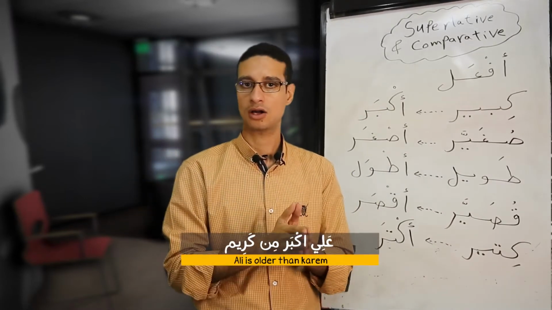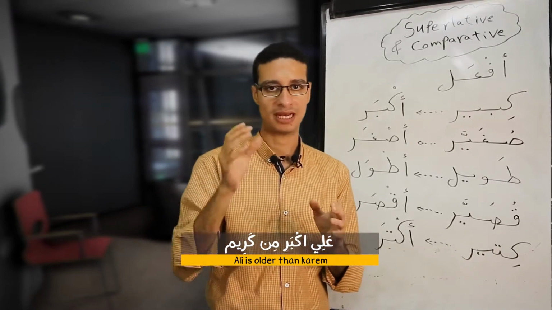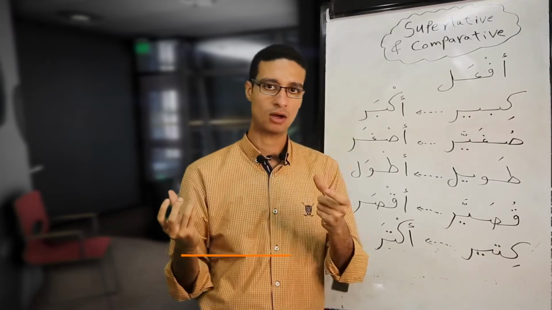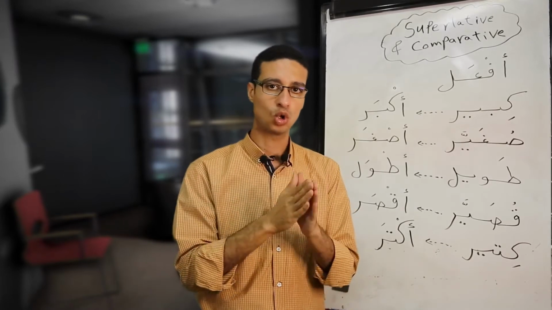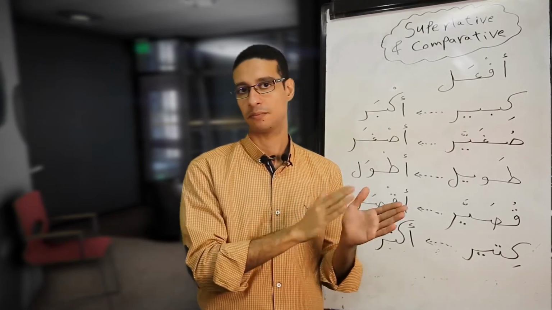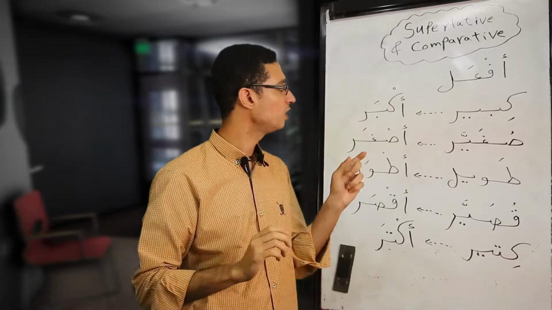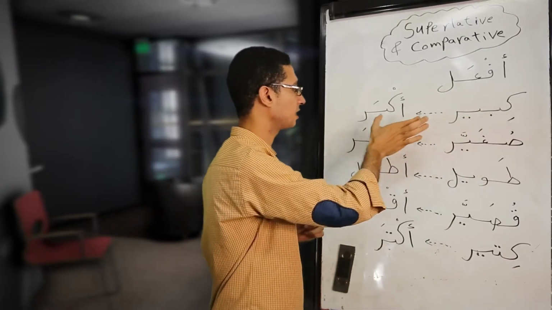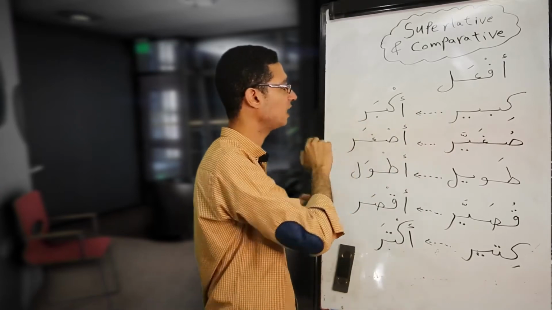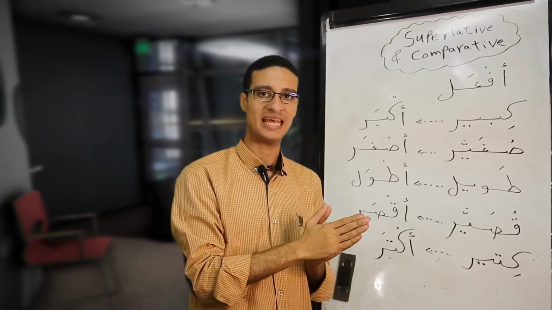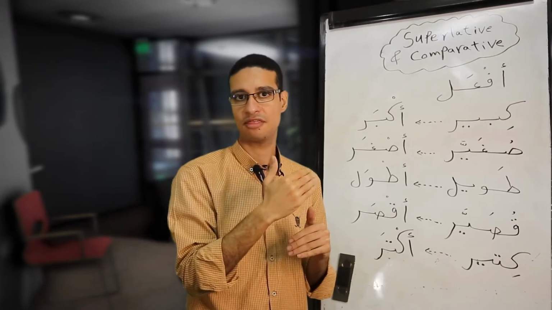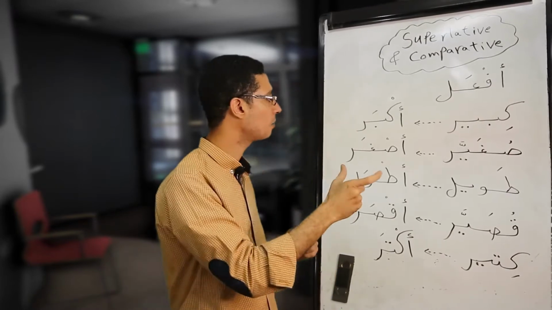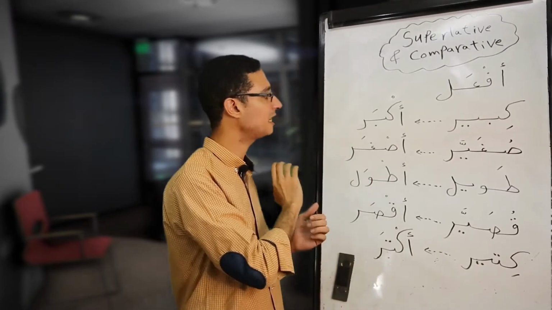For example, علي أكبر من كريم. علي is a name. أكبر من means older than كريم. So we add min to أكبر. Here كبير became أكبر, and then we add the preposition min. It means than. So أكبر من, علي أكبر من كريم.